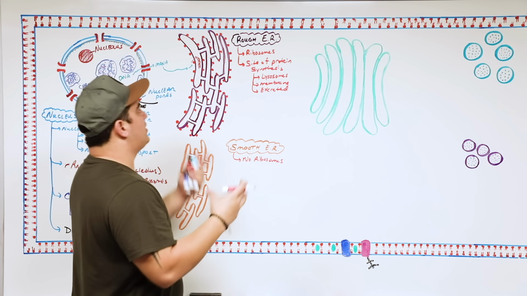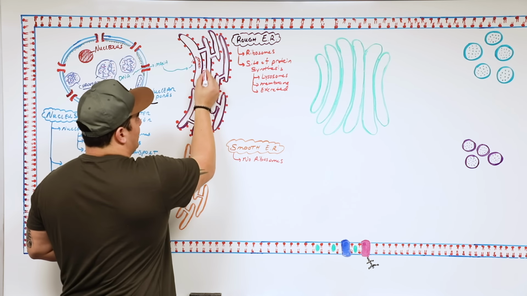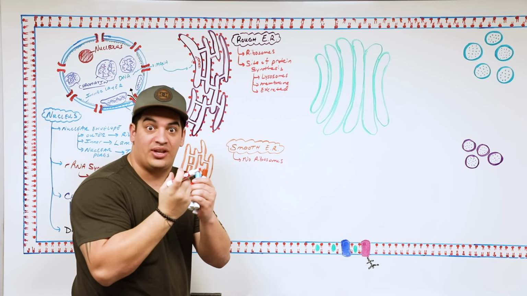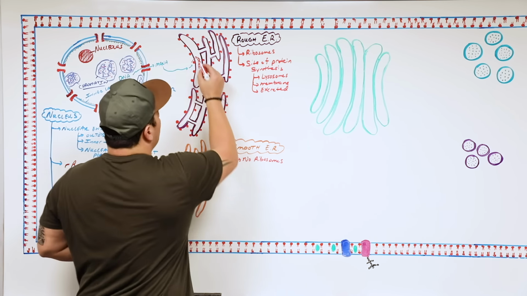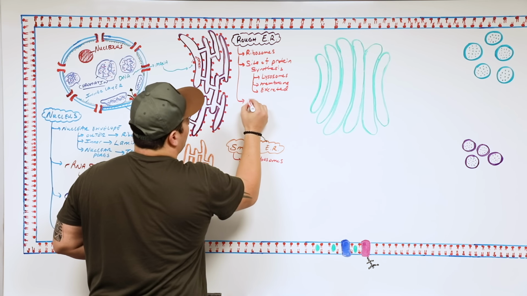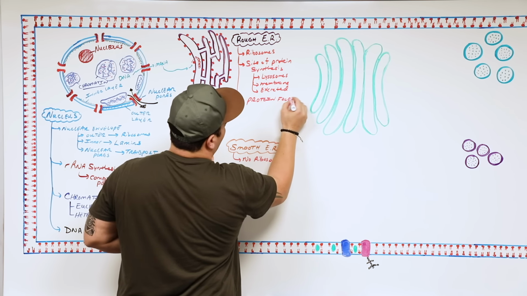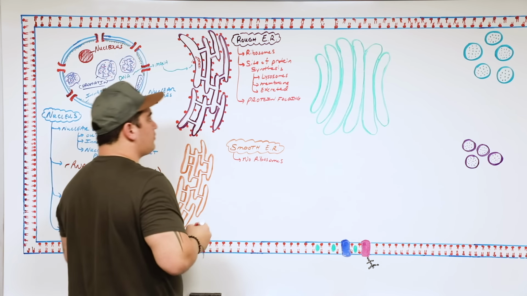The next thing is, what else does it do with the proteins? We know it synthesizes them, but you know what else? Proteins have to fold a particular way to be functional. So it also helps with the folding process. So it plays a role in what's called protein folding. That's very important.